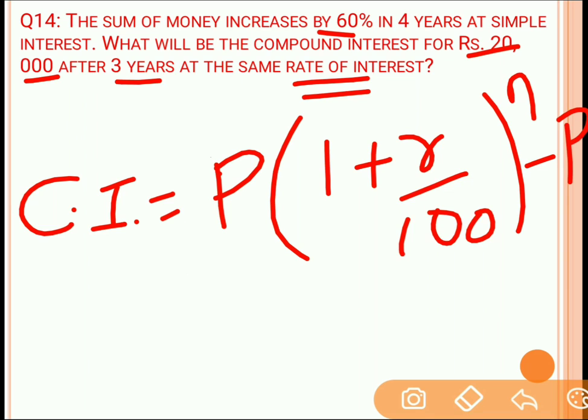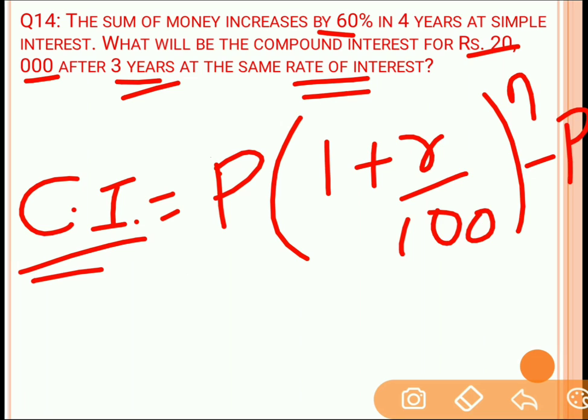So principal is 20,000, rate of interest is 15% and number of years is 3 years. So using this formula we can find out the compound interest. This is one way to find out the compound interest using the formula. But if you use the formula, then you will get certain terms in cube, so that might be difficult to solve.